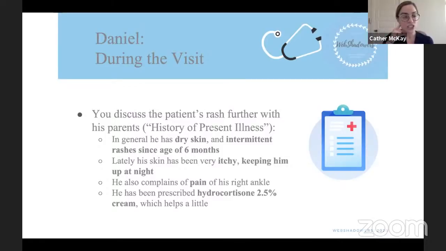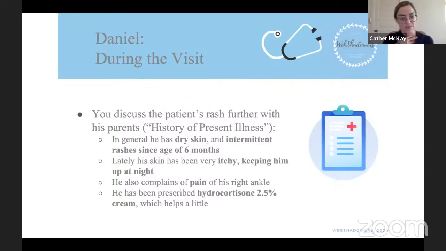And again, that's called the history of present illness. So the HPI is what we call what you do first, getting the information from the patient. And if you ask the right questions, oftentimes you can know what's going on just by talking to them. So he's always had dry skin, but really rashy, off and on since the age of 6 months. Very itchy. It's keeping him up at night.